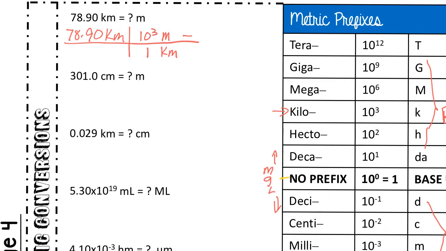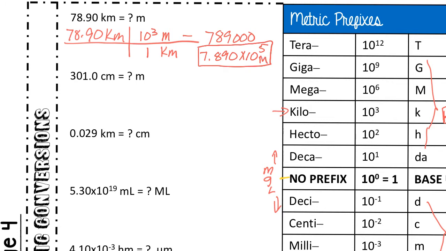So in order to convert this, I'm just going to go ahead and put these numbers in the calculator. And the answer you're going to get is 789,000. We need to have 4 significant figures. The only way to show this is to put it into scientific notation. So it's going to be 7.890 times 10 to the 5th meters.